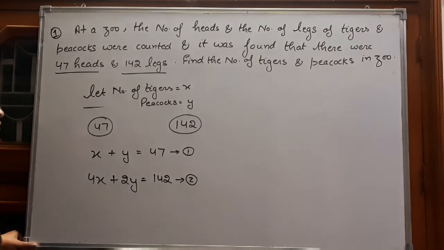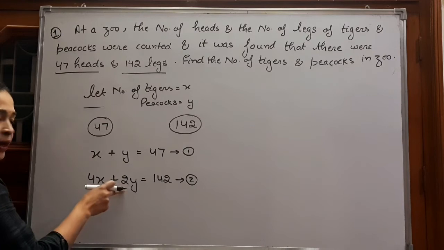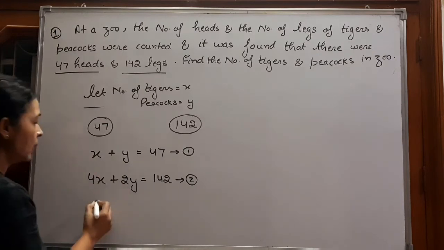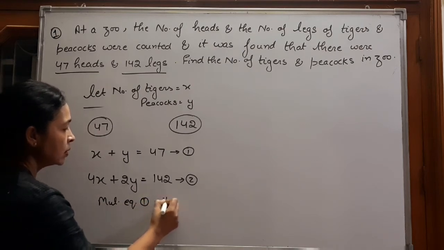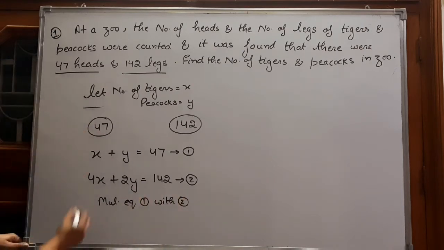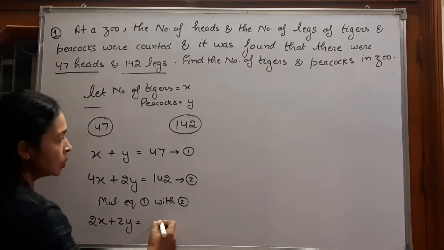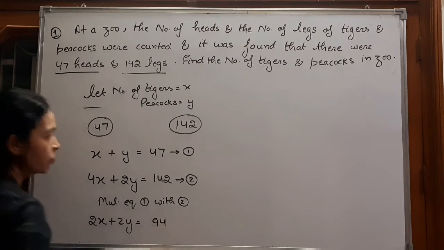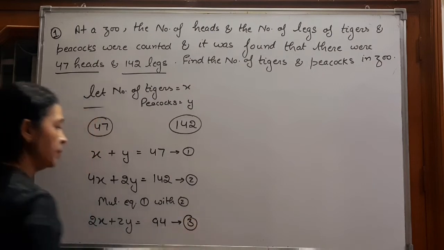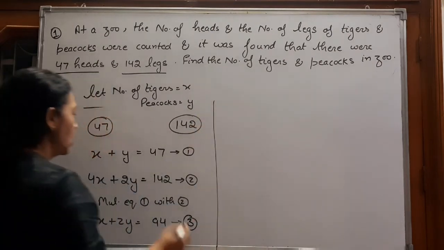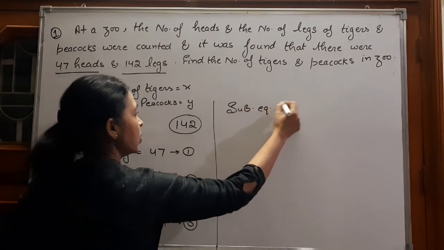The equations have come. We will solve them. Coefficient of y in equation 1 is 1. Here coefficient of y is 2. Multiply equation 1 with 2. It will become 2x plus 2y equals to 94. Clear? Let this be equation 3. Now subtract equation 2 and 3.